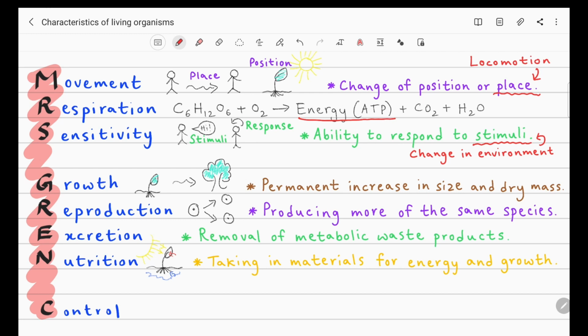The last but definitely not the least characteristic of living organisms is control. So, control refers to living organisms maintaining their internal environment within certain limits. So, for instance, the optimum human body temperature is 37 degrees Celsius. So, if the body temperature rises above this, the body works to bring this down, and if the body temperature goes below this, the body works to bring it back up, right?